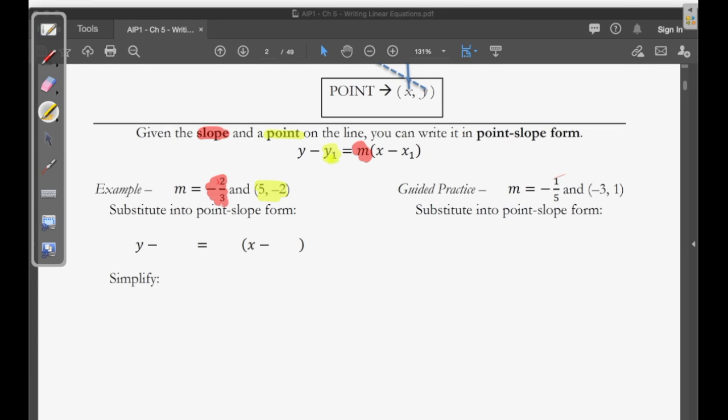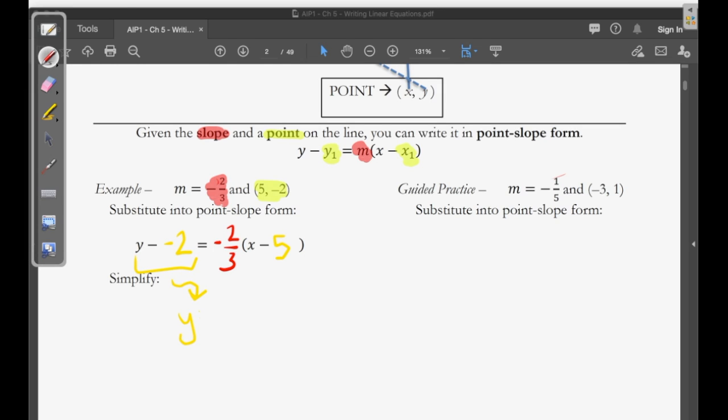This example already has it set out for you, but we're going to get practice without this already there, right? Let's just get used to substituting it. So we have -2/3 in for the slope. Then our coordinate point is (5, -2). So 5 is our x coordinate. Negative 2 is our y coordinate. So negative 2 goes in the front and 5 is the bottom.